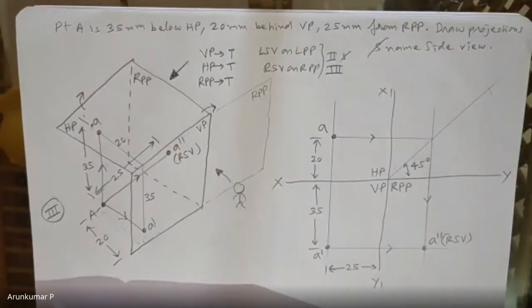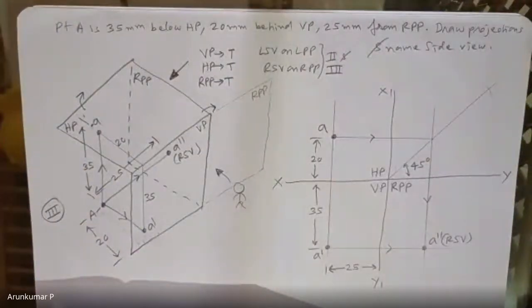Sorry, third quadrant, I guess. Third quadrant. So this you can try. Third quadrant. A point capital D is lying on HP, comma 20 mm behind VP.